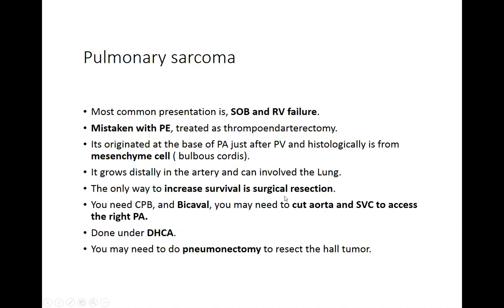The only way to increase survival is surgical resection. You need to get cardiopulmonary bypass by cable. Sometimes you have to cut the aorta and SVC to access the right PA. Sometimes you have to do it under deep hypothermic circulatory arrest. Sometimes you end up doing a pneumonectomy to resect the whole tumor.